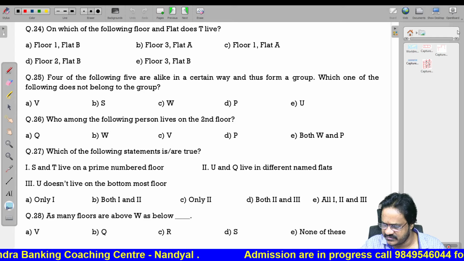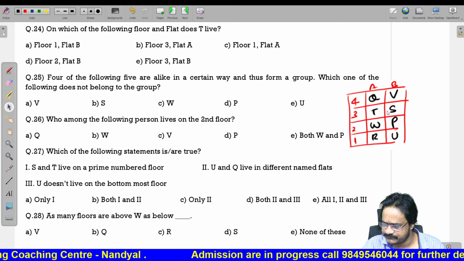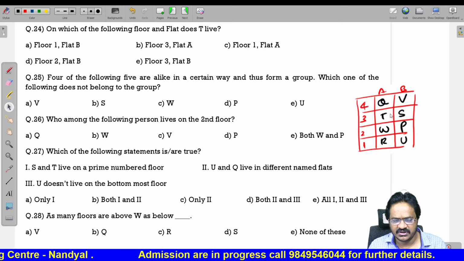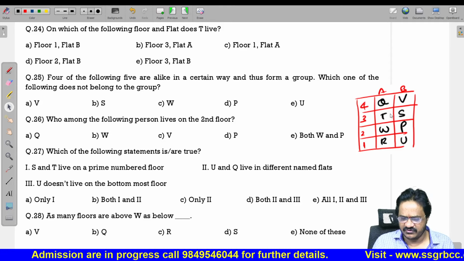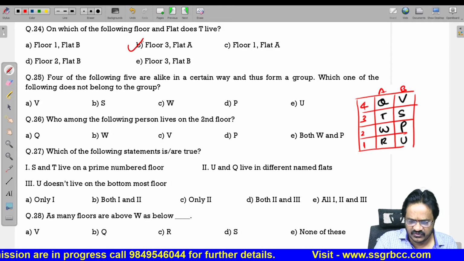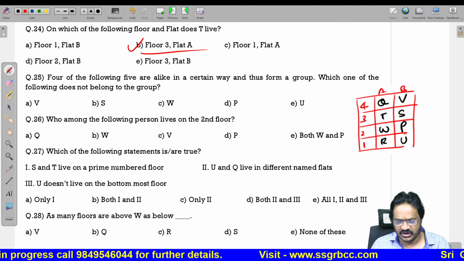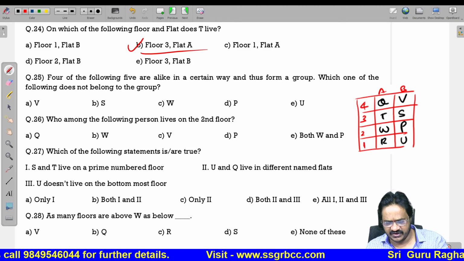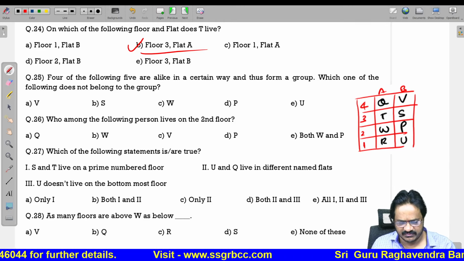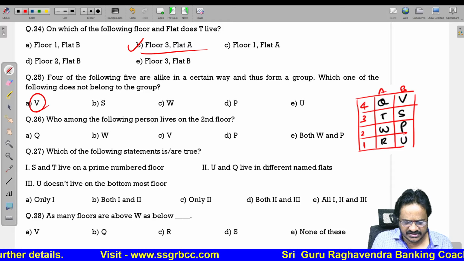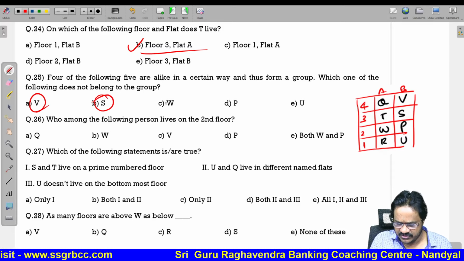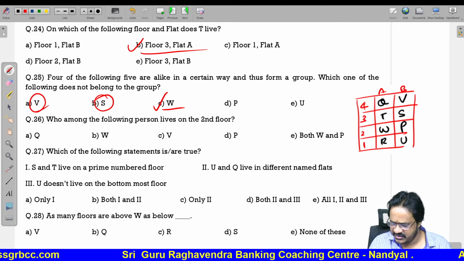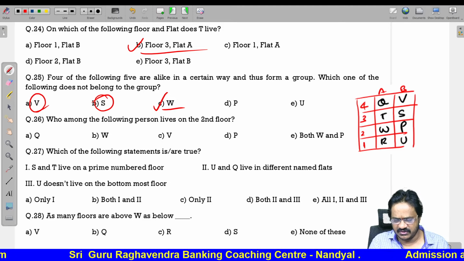First one. On which of the following floor and flat does T live? T lives on the 3rd floor, flat A. Four of the following 5 are alike in a certain way and hence form a group. Which is the one that does not belong to the group? See, V is on flat B, S is on flat B, W is on flat A, P and U are on flat B. So W is the odd one out.